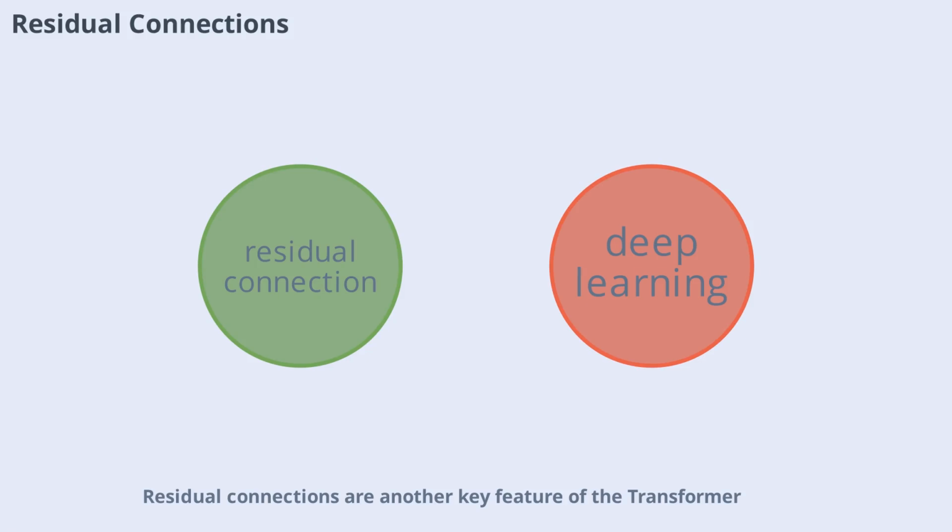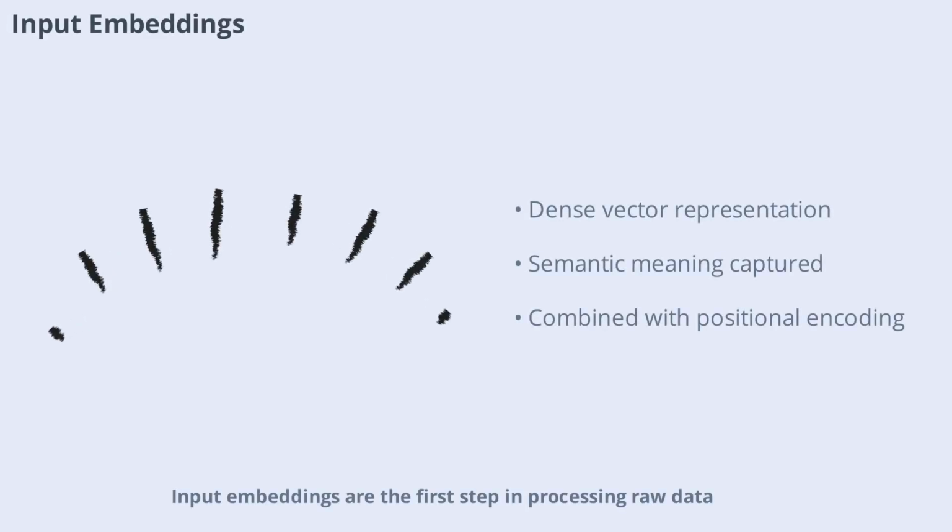Residual connections are another key feature of the Transformer. By adding the input of each sublayer to its output, residual connections help mitigate the vanishing gradient problem and enable the training of deeper networks. This design choice allows information to flow more easily through the network, leading to better learning and improved performance. Input embeddings are the first step in processing raw data.